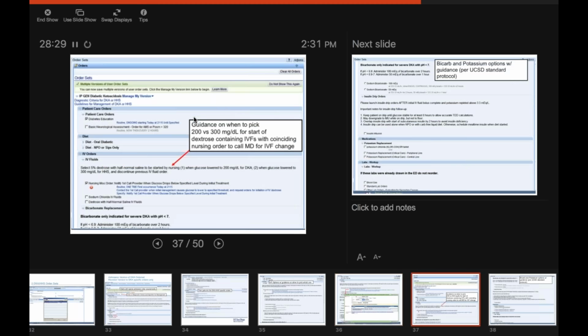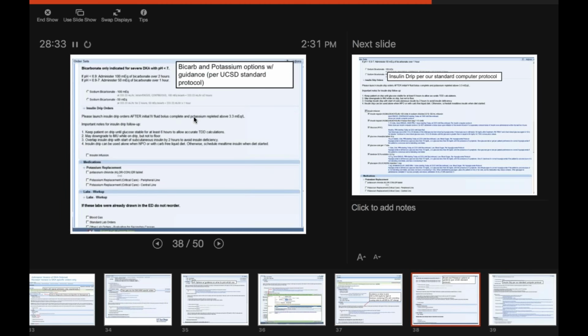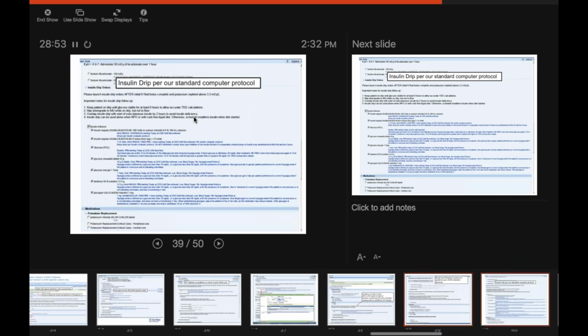Okay, that's your order. It gives them guidance on which to pick. HHS versus DKA. Because with HHS, remember their brains are like raisins, okay? We really start the dextrose at 300 and we keep it in the 200s until that brain is happy. It can take much longer to treat HHS. Real HHS is pretty rare, okay, if you're actually using the right criteria.